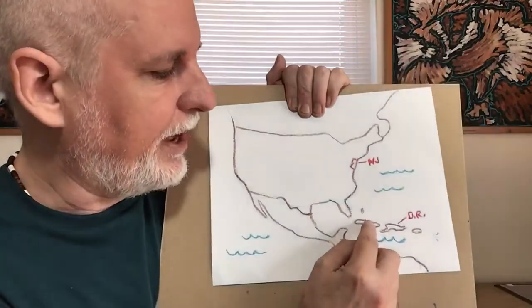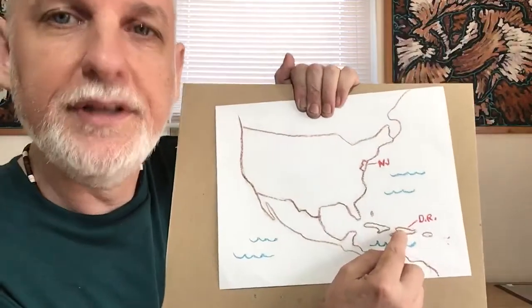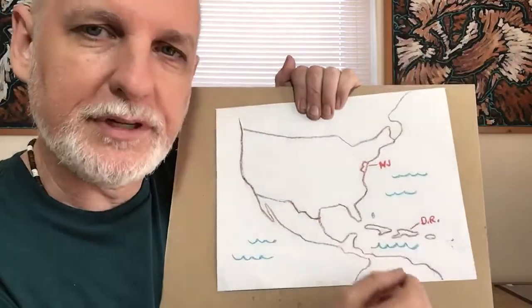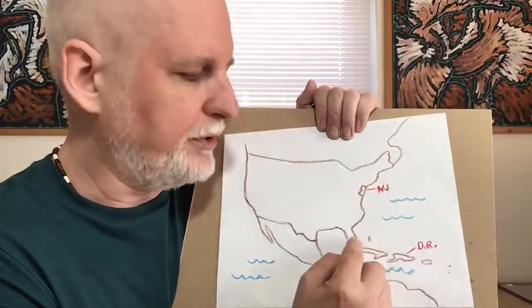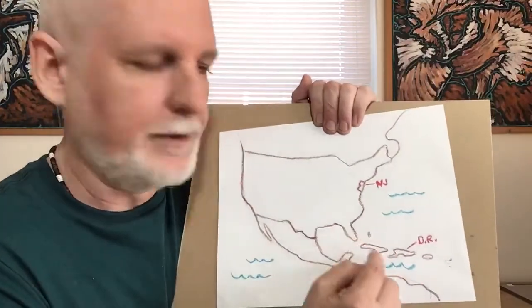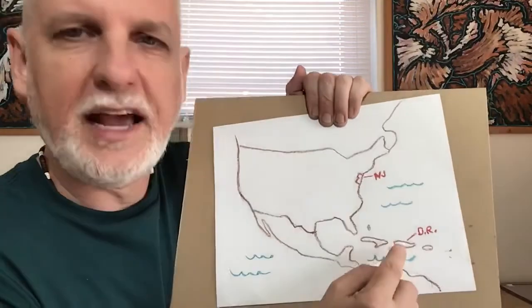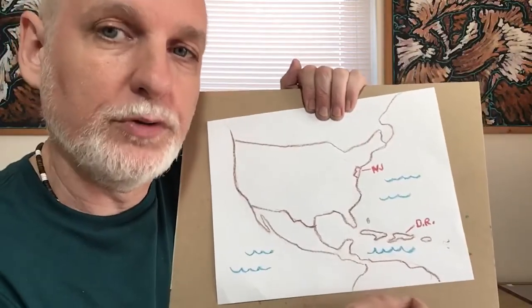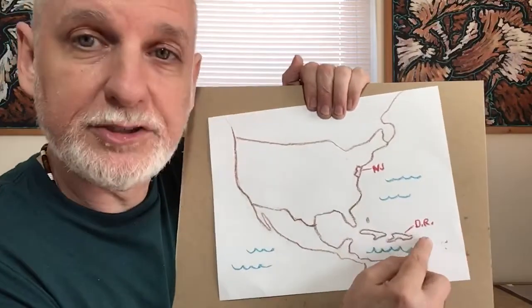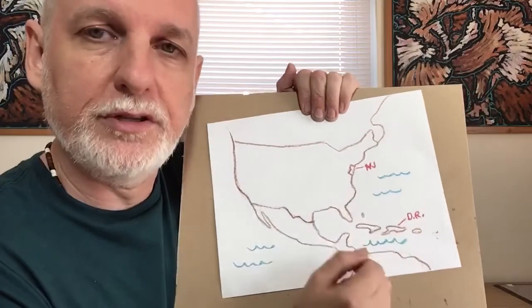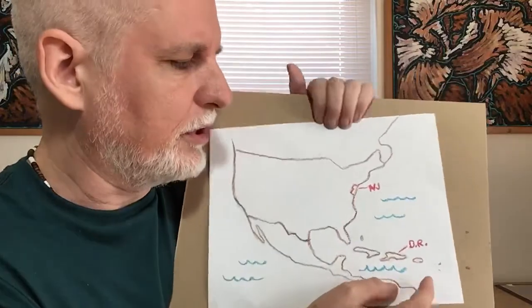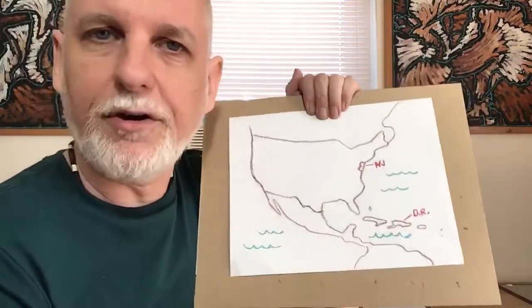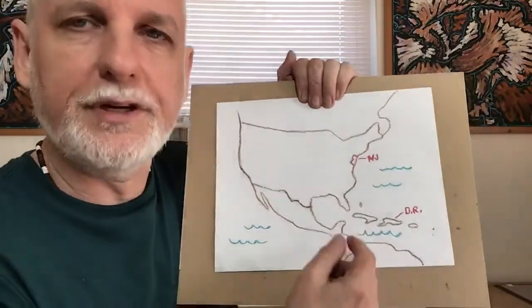And right here I have Cuba, and then next to it is the Dominican Republic, okay? The Dominican Republic is on this island right next to Cuba and a little ways away from Florida. And it's actually on an island called Hispaniola, okay? And then right next to it is Puerto Rico, which is part of the United States. Okay, but the Dominican Republic is its own little country down there, and that's our first country that we're going to be learning about this week.